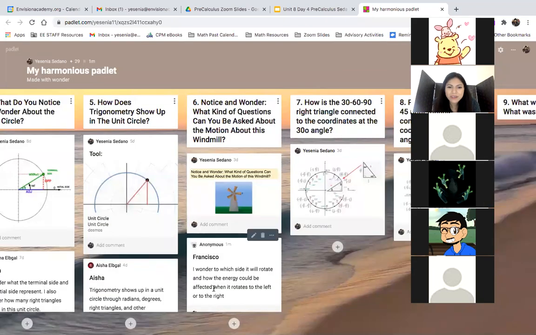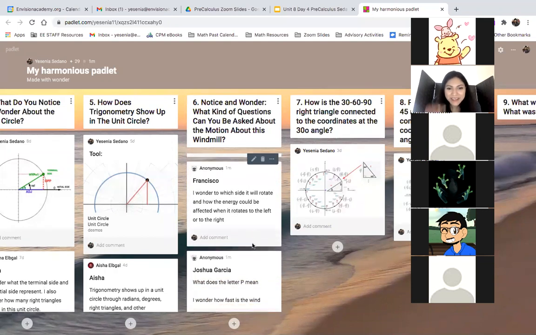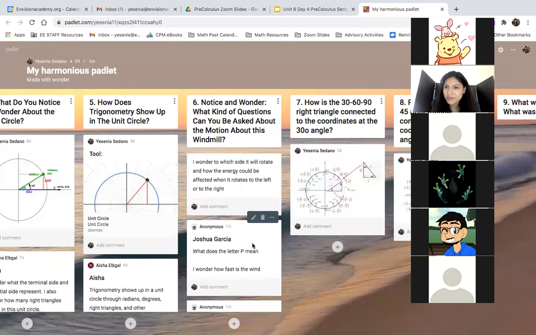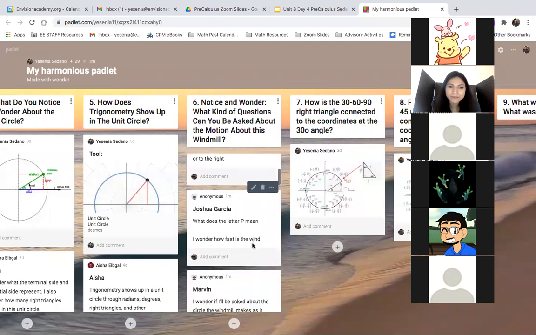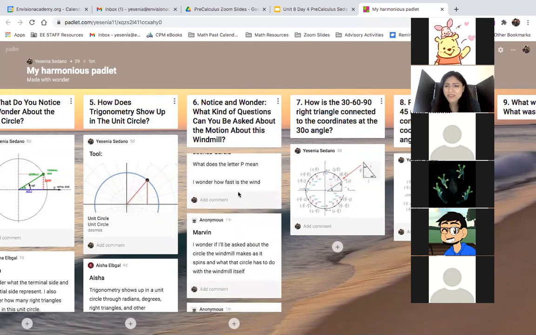There were other questions coming up. Which side would it rotate? How will the energy be affected? Ooh, we're talking about energy. I wonder if we'll talk about that. It could be affected when it rotates either left or right. That's true, because windmills are used sometimes to reduce energy. I love that. Wondering what that letter P means. Oh yeah, how fast is the wind? How fast is the windmill going to rotate?